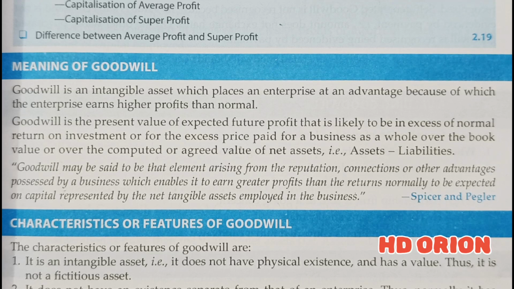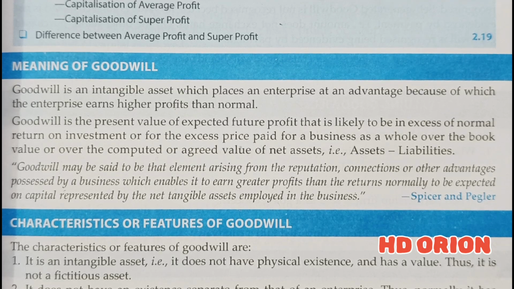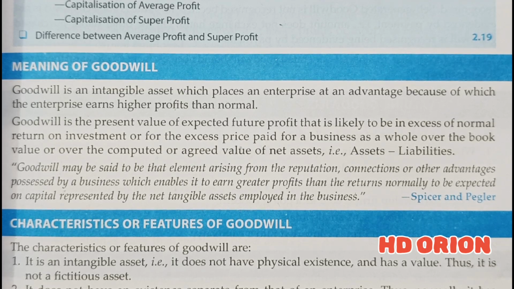Normal profit is the profit which the market is earning, but this enterprise is earning more than what others are earning because of some qualities, some advantages, some situation which is created in the business. And that good thing is known as goodwill. It is an asset because it helps the business to earn more profit. Therefore, it is an asset. Although it is an intangible asset, it is a fixed asset.